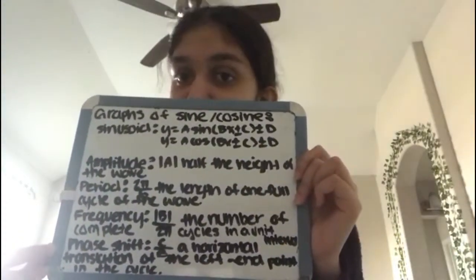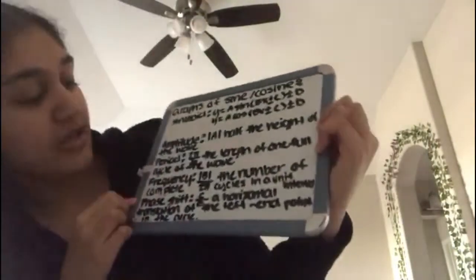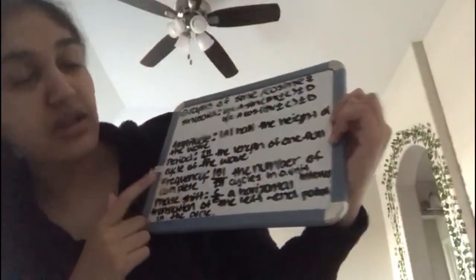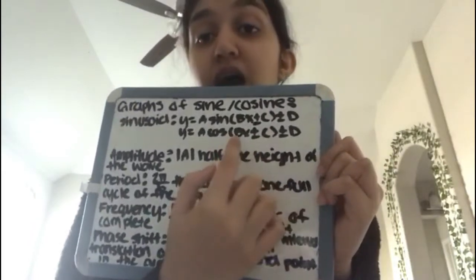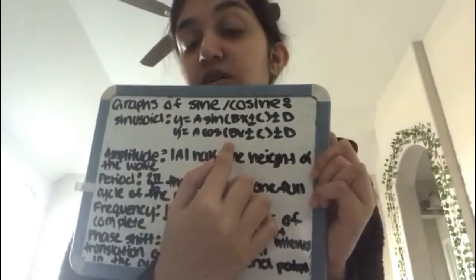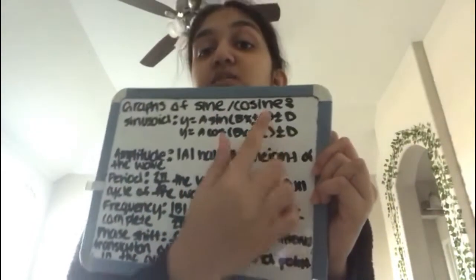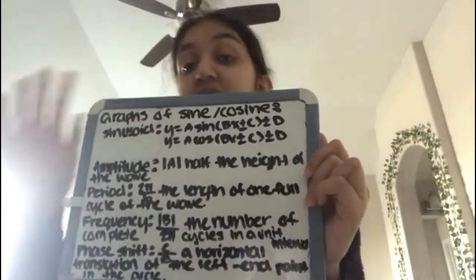Now, the phase shift. What does the phase shift mean? It's C over B, which is way different than that. You see how this is B, so B plus a negative C. Both of these C's are in the phase shift. C is always a phase shift.